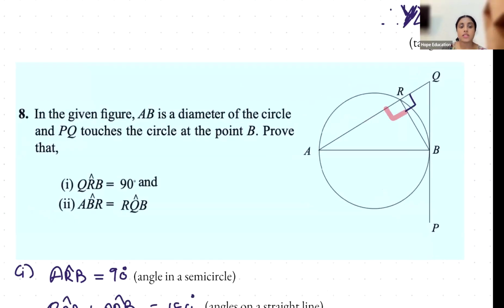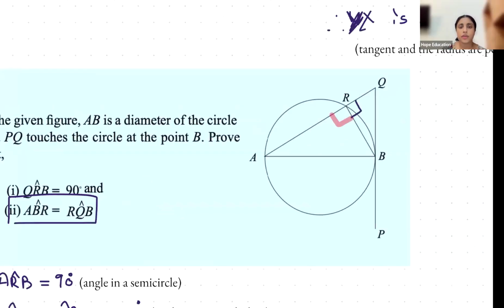Next, ABR equals RQB. Where is ABR? ABR is here. RQB is here. We have to show that these are equal. How would you show that these are equal? In tangents, we did two theorems, no? The theorem and the converse of the theorem only, so far. Okay, anyways, how did you do this?